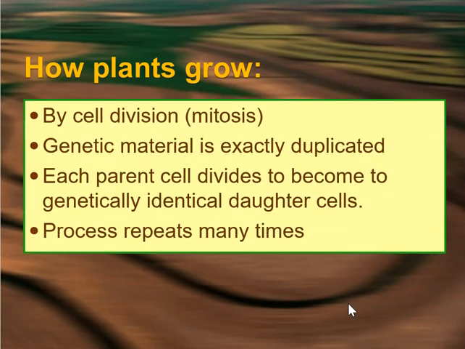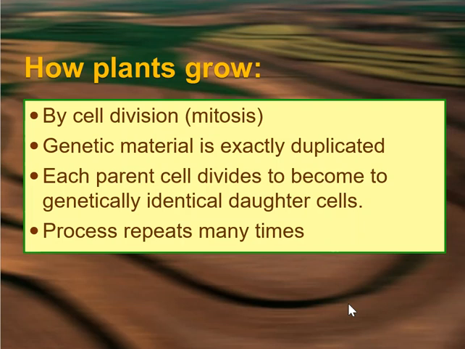So how plants grow. Plants grow by cell division, which is mitosis, right? So this means one cell divides into two cells. Genetic material is exactly duplicated, okay? So you're not combining like a male and female through meiosis, you're just using mitosis. So it's just cell division. And so the genetic material that's in there is exactly replicated into each cell. So each parent cell divides to become genetically identical to its daughter cells, okay?